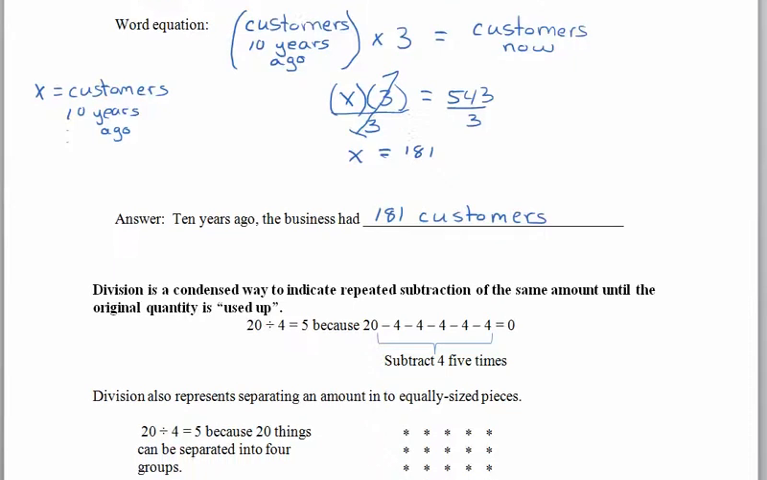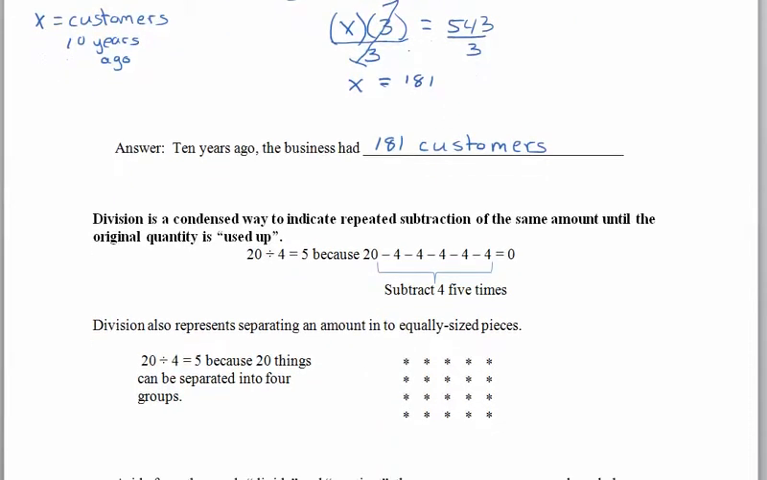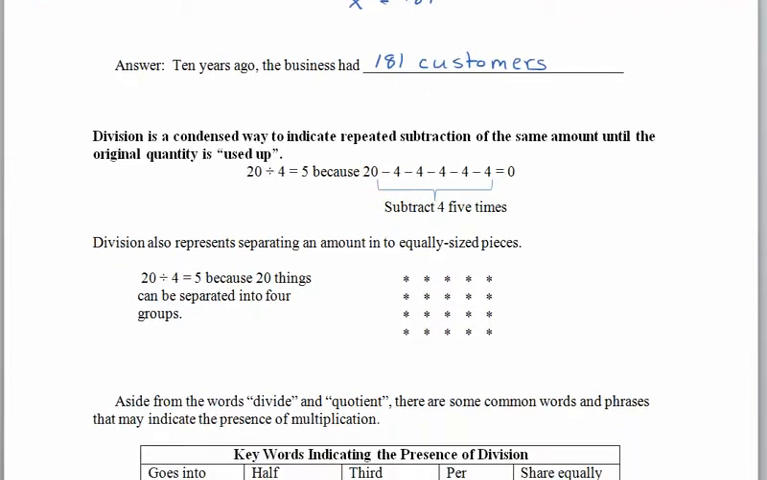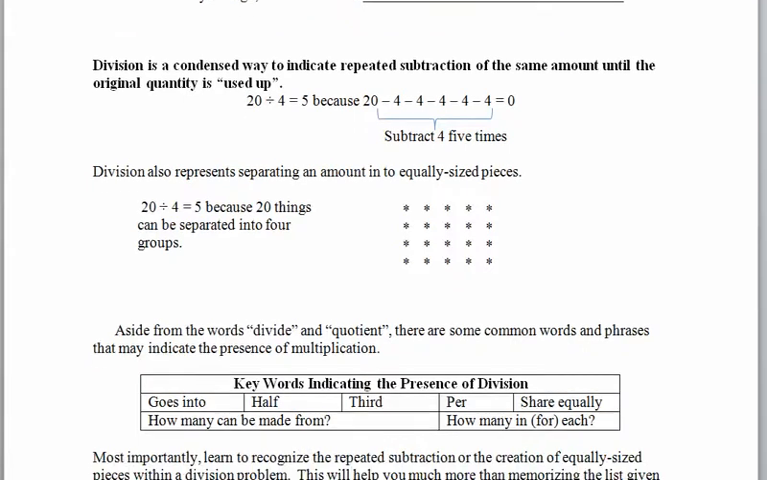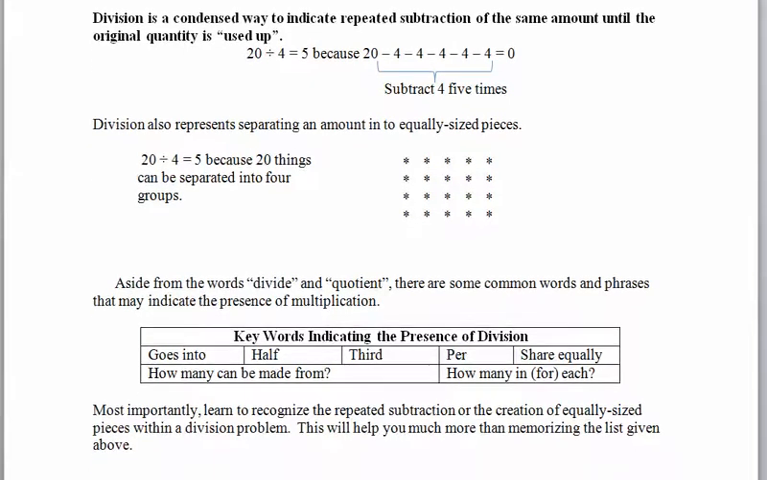Multiplication was talking about repeated addition. Division uses repeated subtraction just like you'd think, but the subtraction happens over and over again until your amount is all gone. So when you say 20 divided by 4 is equal to 5, what that means is if you start off with 20 and then subtract 4 five times, your 20 is all gone and you have nothing left. So we can think about the repeated subtraction that's happening in a division until the original quantity gets used up.